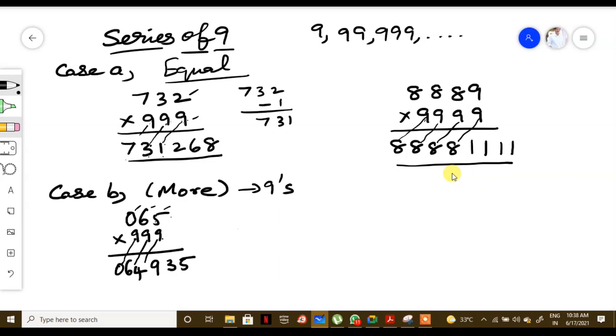64,935 is our answer. So within a single step we can get the answer here in Vedic mathematics. Now we go with the same method, the more nines method.